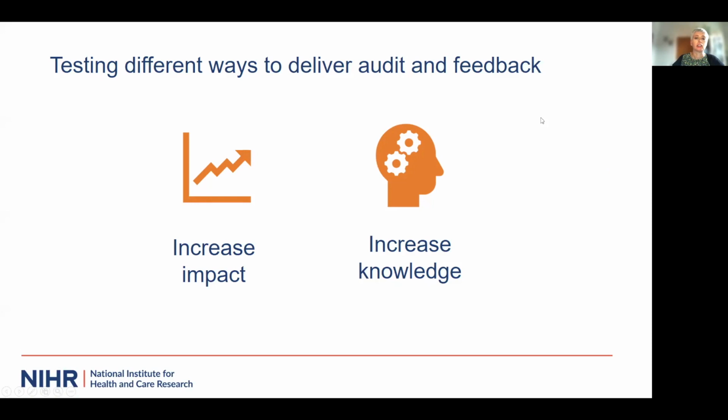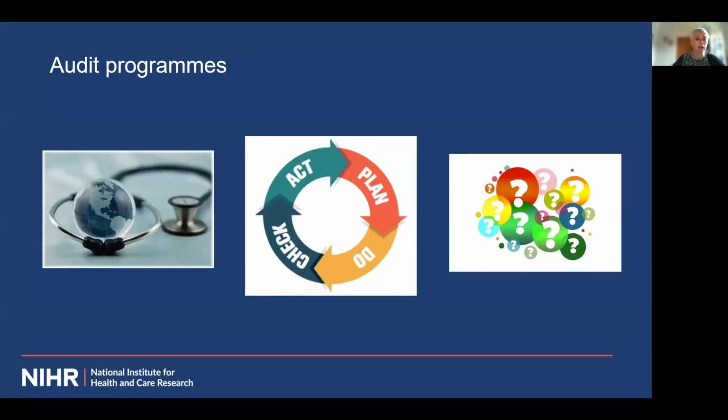There is increasing interest in testing different ways of designing and delivering audit and feedback quality improvement initiatives to both increase the effectiveness in improving care and at the same time increase the evidence on how we should do audit and feedback. Within the UK, there are national clinical audit and patient outcome programmes, which includes over 60 audits covering a range of clinical topics, as well as many more regional audits.